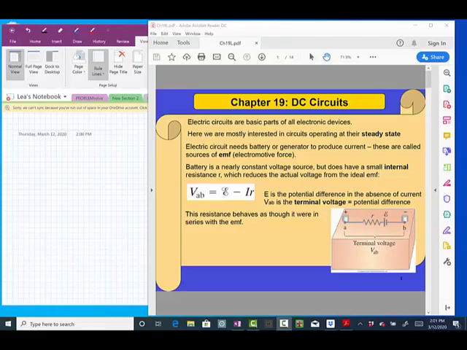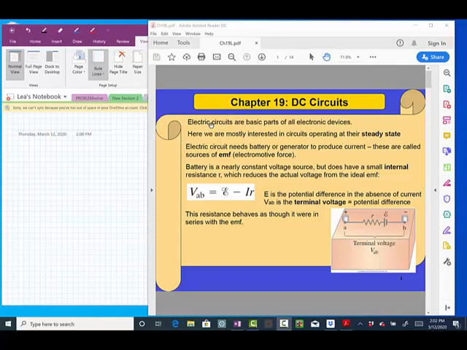Okay, so chapter 19, what is the subject of chapter 19? Circuits, electric circuits. An electric circuit is what we find inside an electronic device, for example, inside our radio, in a car, in our computer. So that's what we are going to be studying, these electric circuits.